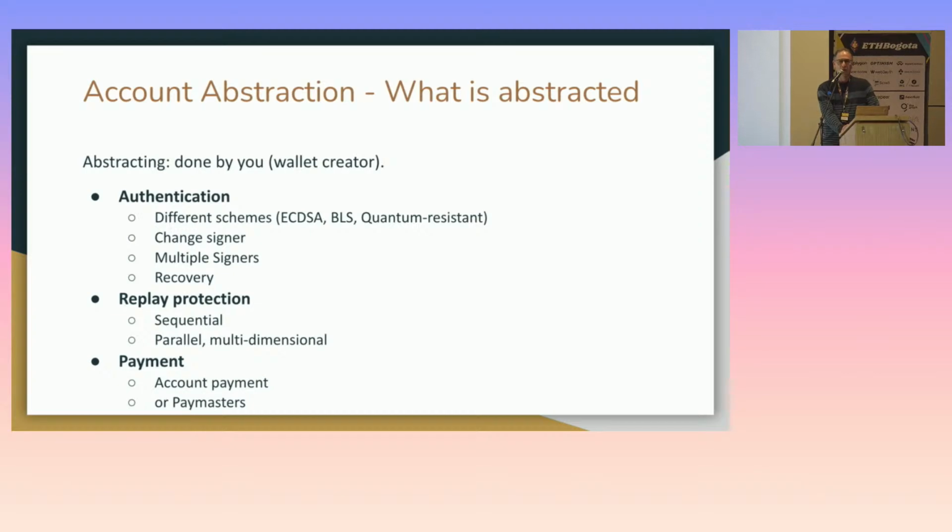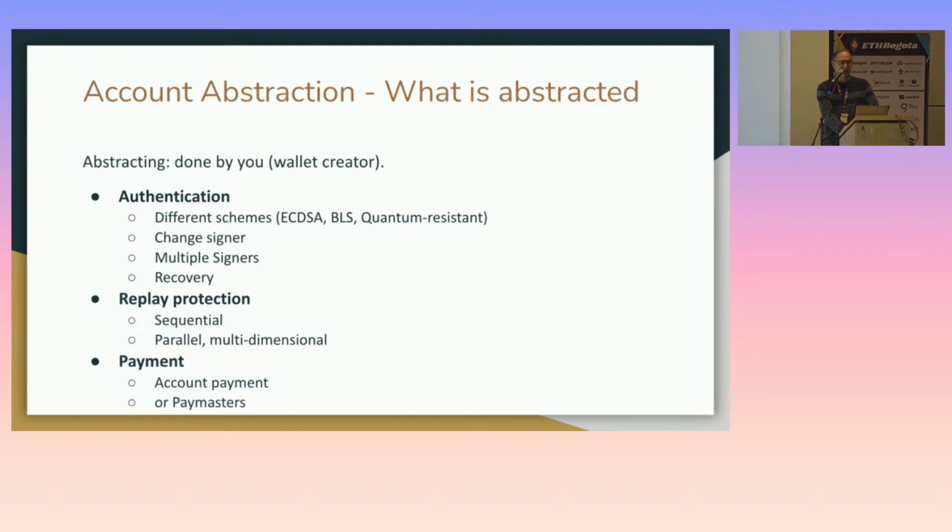So we have a wallet. A wallet is a contract, and the contract can abstract the authentication. It can do whatever it likes, replace the signature. It can use ECDSA, it can use BLS for aggregation or other things. It can do quantum resistance. We, as account abstraction, don't care what signature scheme is used.